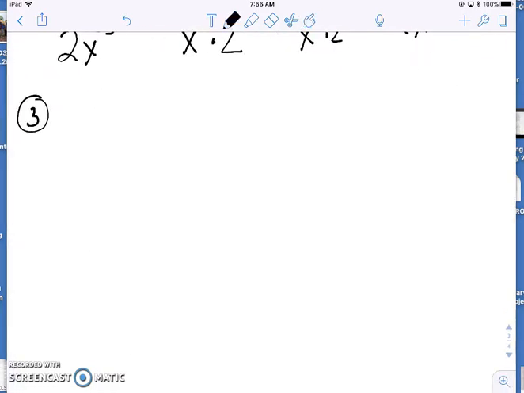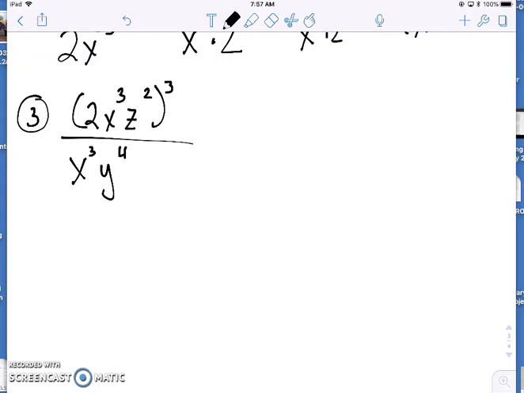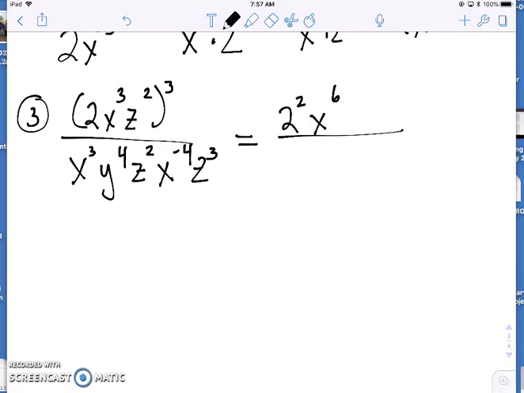So the third one here, let's say we have 2x to the third z squared to the third power divided by x to the third y to the fourth z squared x to the negative 4 z cubed. So there's a lot going on. So first I'm going to take care of these parentheses. So this is 2 squared x to the 6th z to the 6th. In the bottom would all just stay x cubed y to the 4th z squared x to the negative 4 z cubed. Maybe I'll combine the top and bottom.